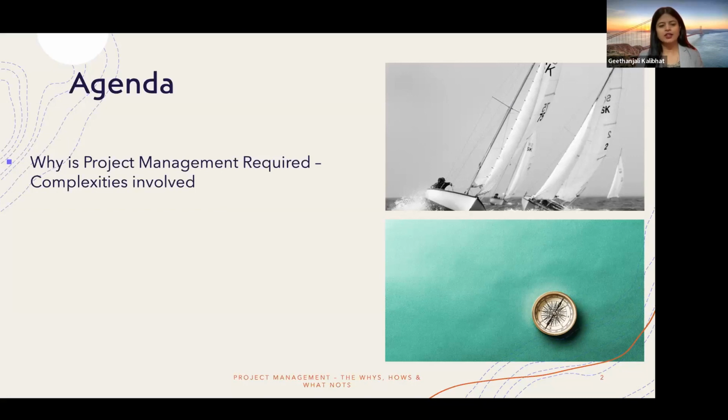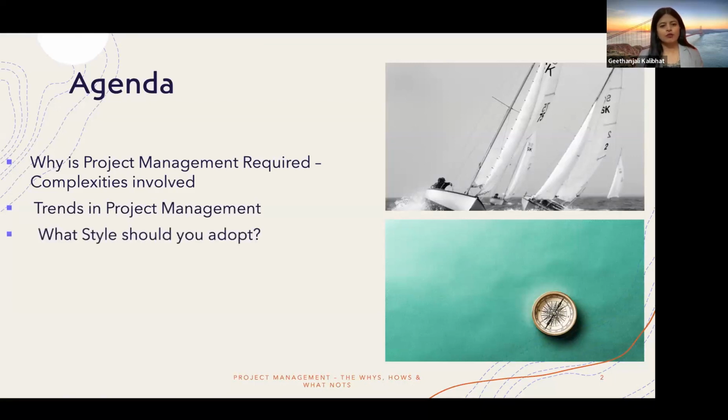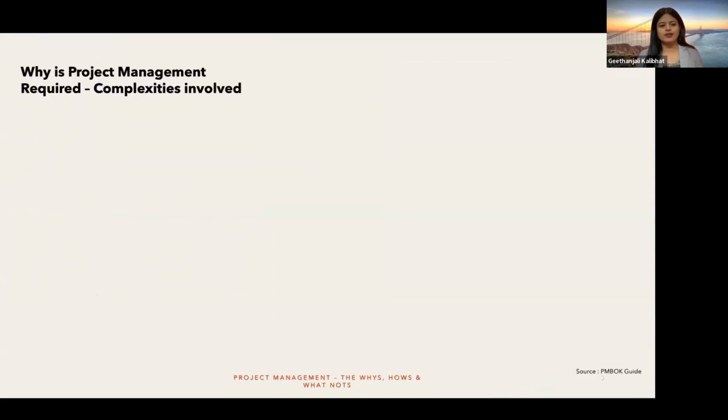I'll be dealing with a brief on that, along with the complexities involved. Trends in project management, what style you should be adopting as a project manager, what the future holds, and display your A game always. So now let's get on to the first item on the discussion table today. Why is project management required and what are the complexities involved?